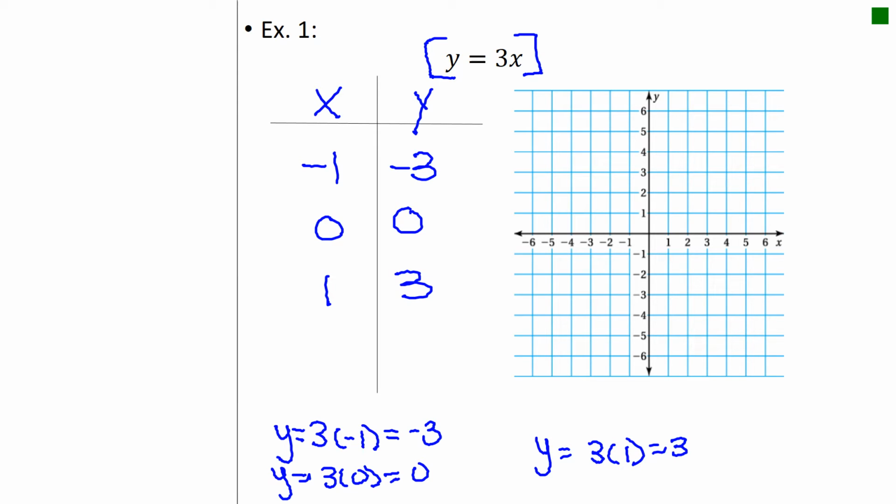All right, now we have a list of ordered pairs, x comma y ordered pairs, that we are therefore going to put onto our graph. So -1, -3, going to put a point there, 0, 0, 1, 3. If you're not making a line when you graph your ordered pairs, you know you're not doing the right thing when it's a linear equation.